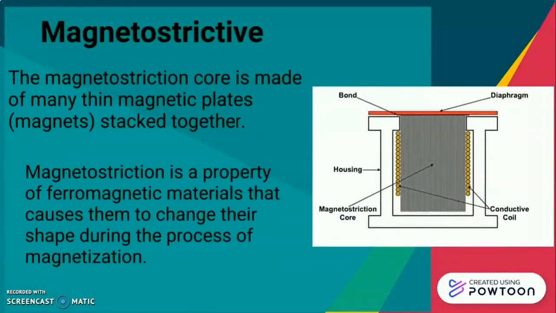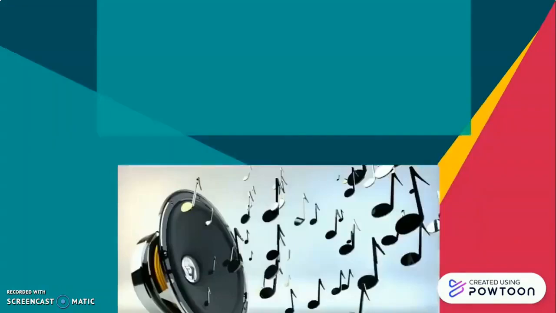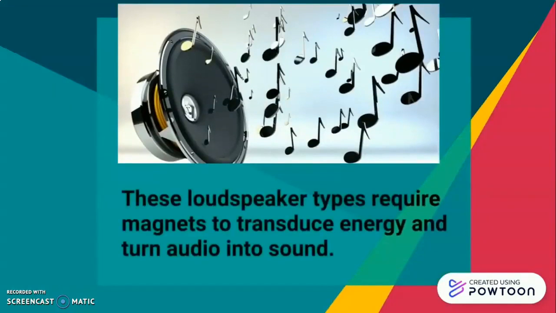The magnetostrictive core is made of many thin magnetic plates stacked together. Magnetostriction is a property of ferromagnetic material that causes them to change their shape during the process of magnetization. This loudspeaker type requires a magnet to transduce energy and turn audio into sound.